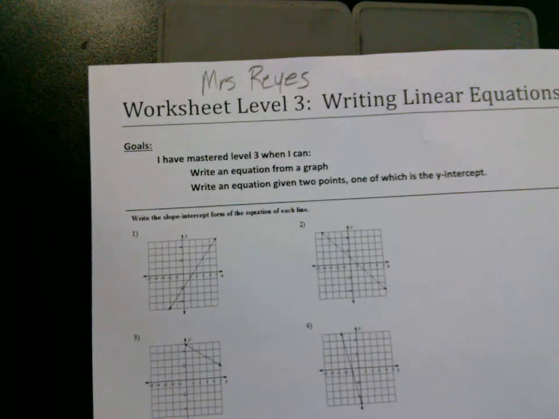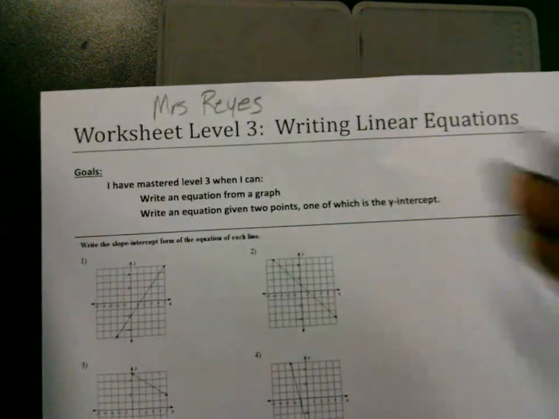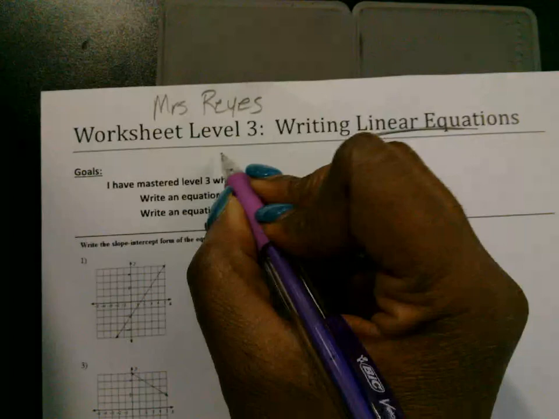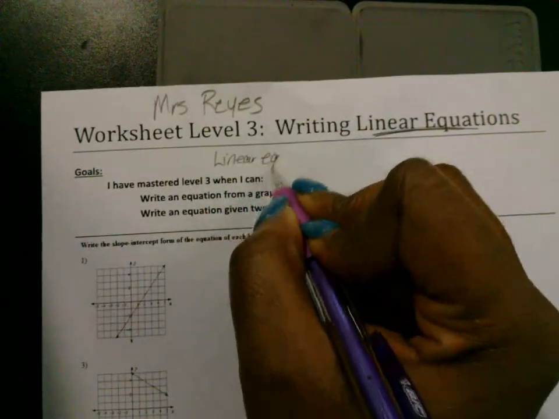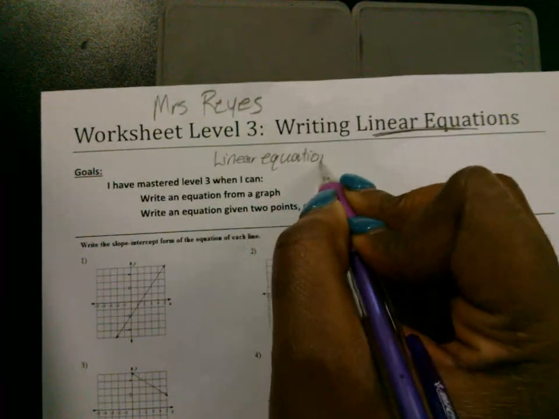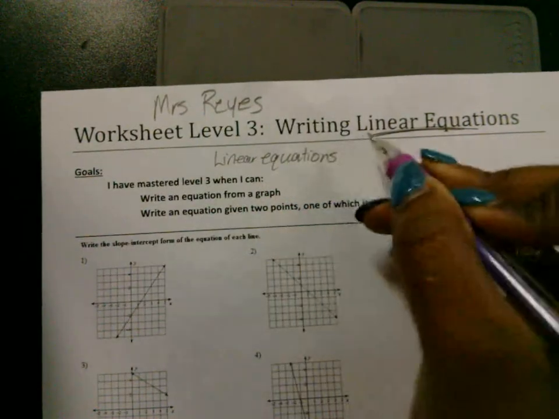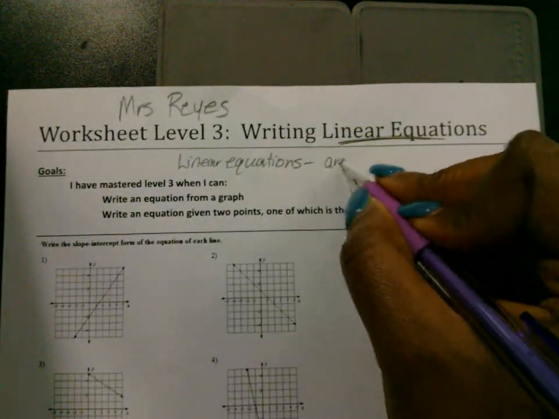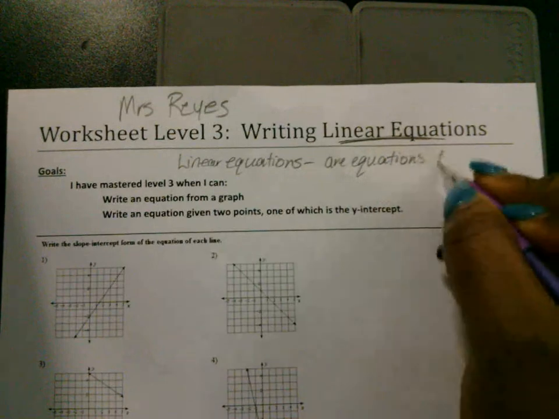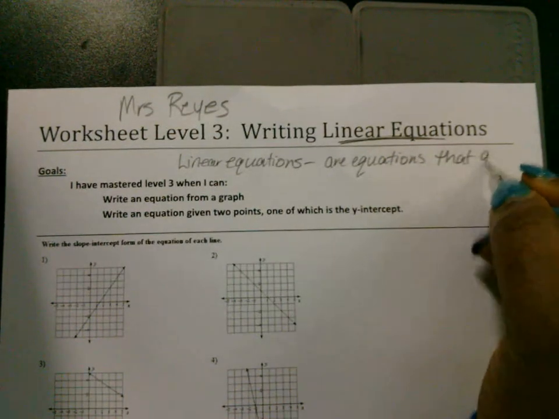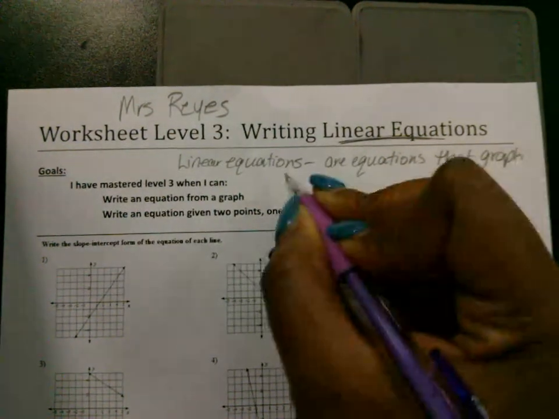Now we're going to be writing a linear equation given the line. Okay, remember, a linear equation, just in case you forgot, definition, right at the top. Linear equations are equations that graph straight lines.